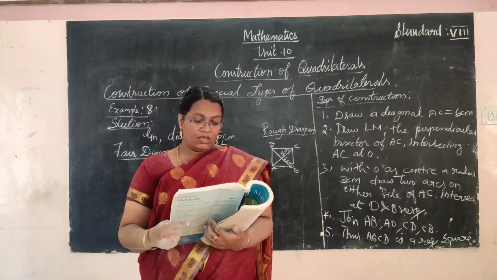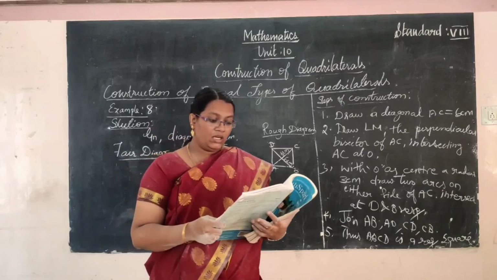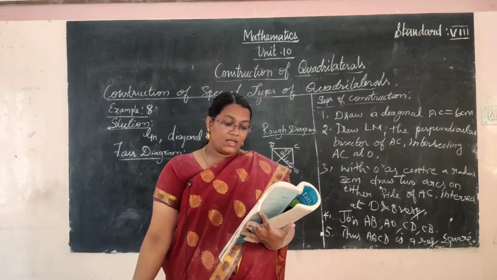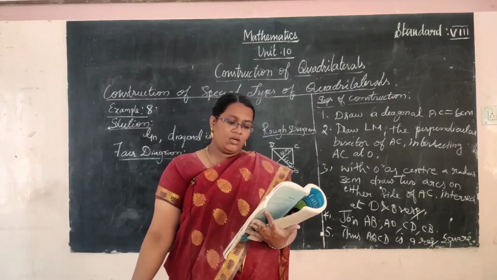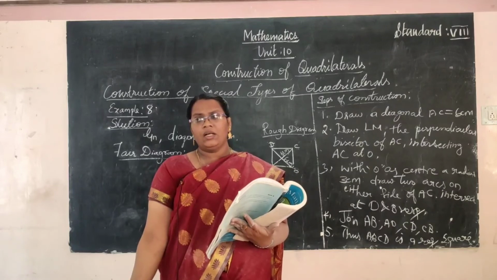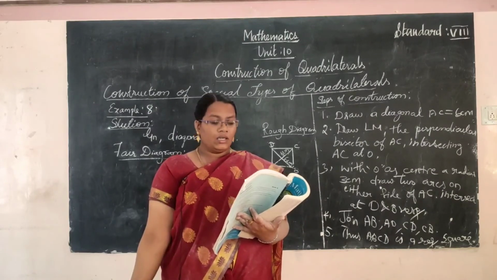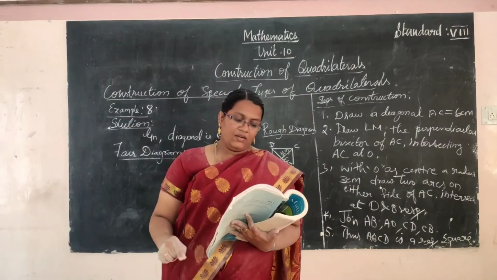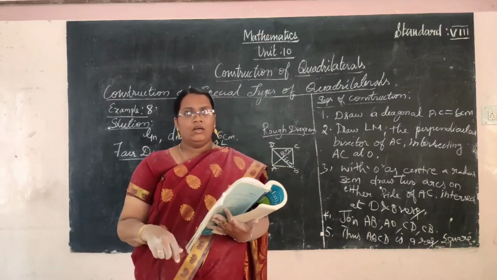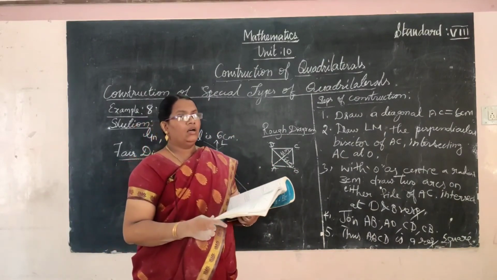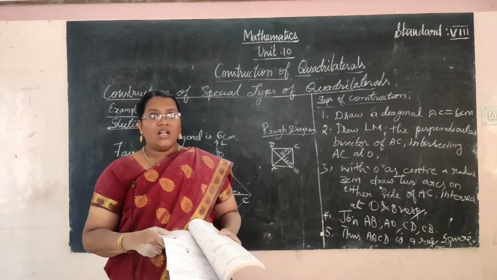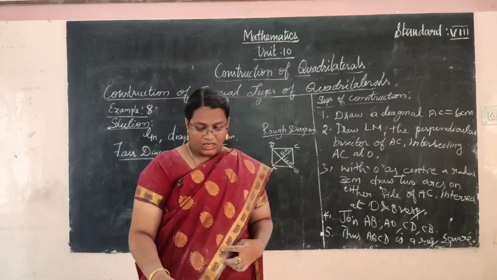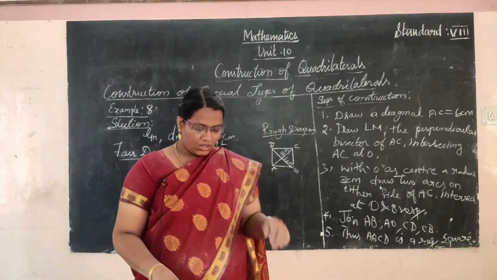Now see example 9. Construct the rhombus ABCD given that the side AB is equal to 5 cm and one diagonal is 7 cm. In a rhombus all the sides are equal, and the diagonals bisect each other. The diagonal is given, so first we draw the diagonal. One side is given, so it is easy to construct the quadrilateral because all the sides are equal in length in a rhombus. So with 5 cm, draw all the sides and we get the rhombus.